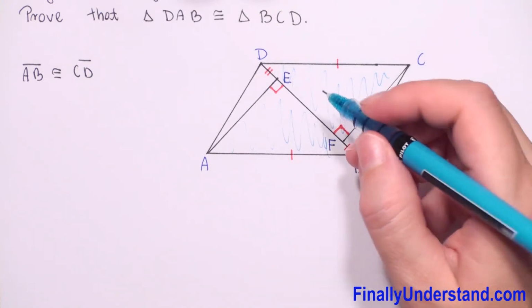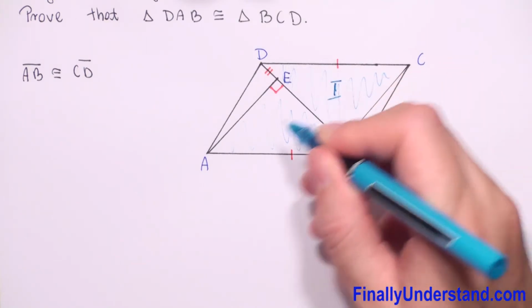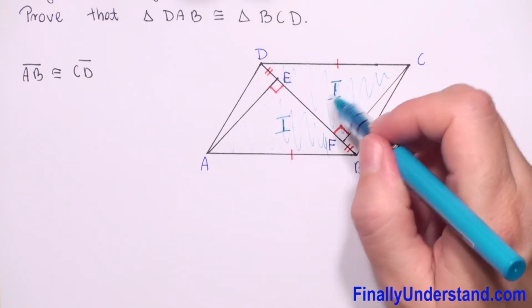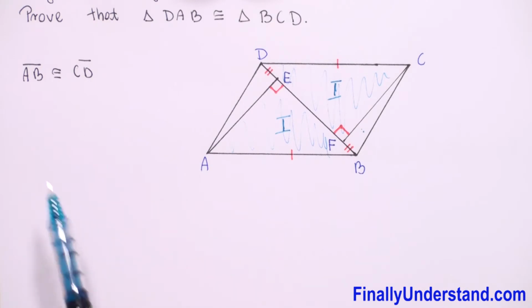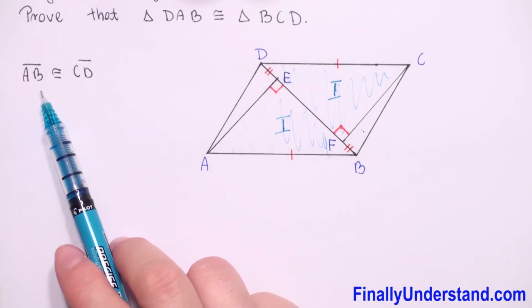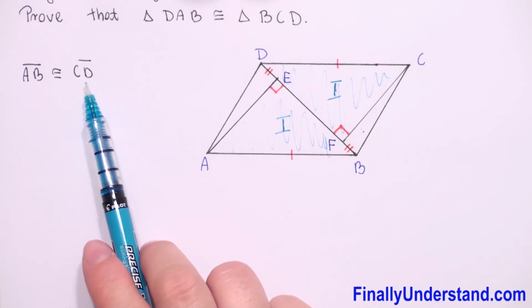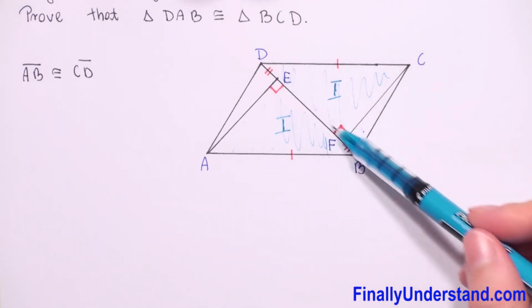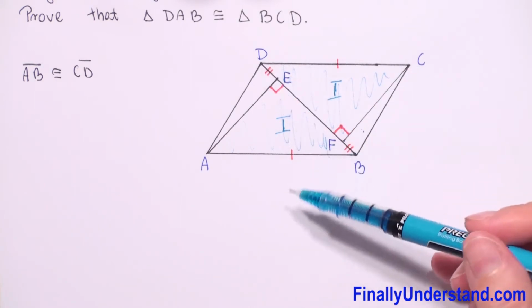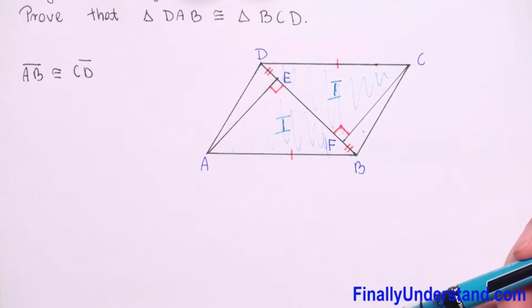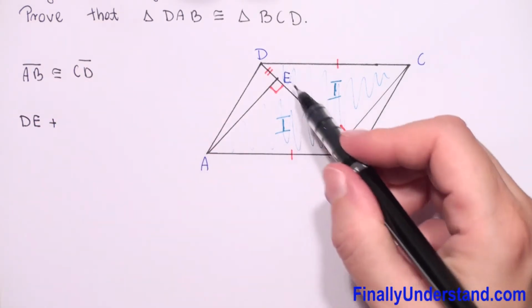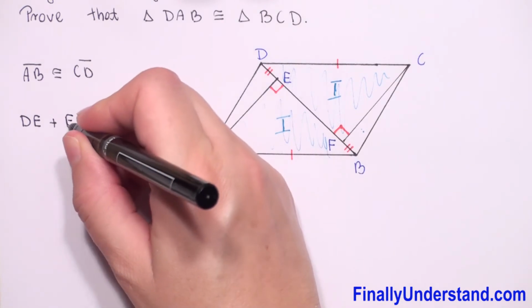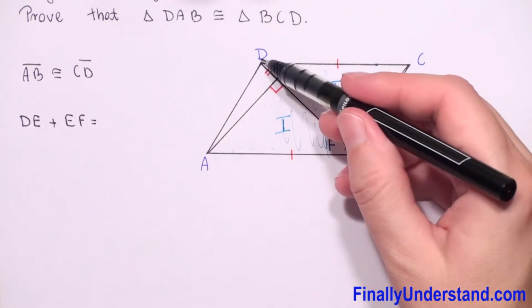So let's put that. This is our 1 and 1 triangle. We will show that these two triangles are congruent. We have that AB is congruent to CD. These triangles are right triangles. AB and CD are hypotenuse. What else we have here? We have that DE plus EF is equal DF.